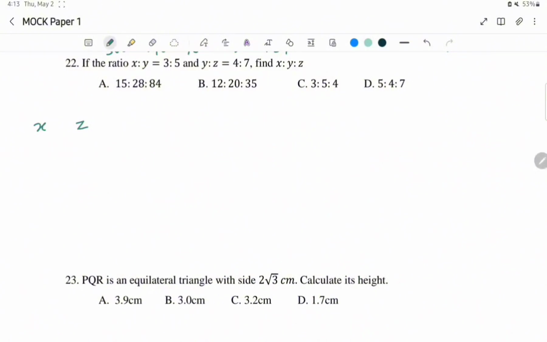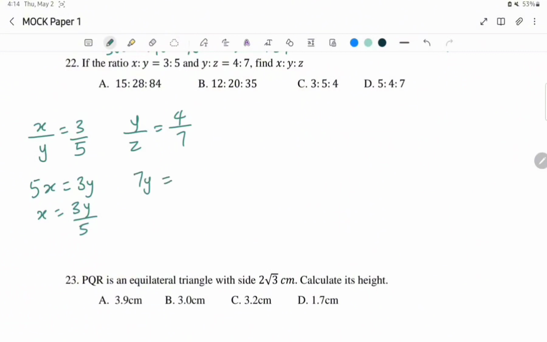So x over y is 3/5. That means I will find a way to make x the subject of the formula. 5x is 3y, when I cross multiply, so x is 3y/5. At the same time, y over z is 4/7. So if I cross multiply, 7y equals 4z, and I want to make z the subject of the formula. That means z is 7y/4.